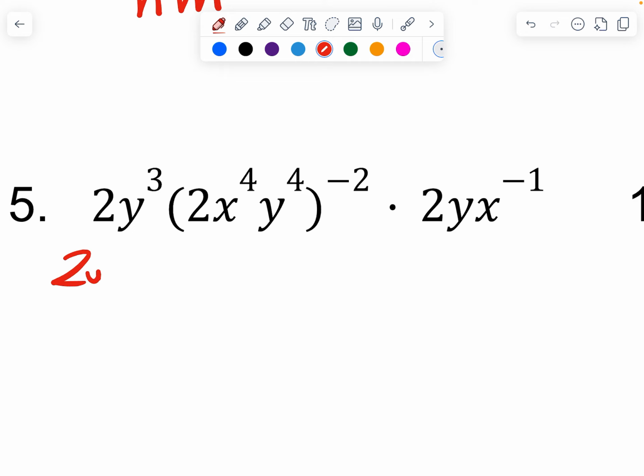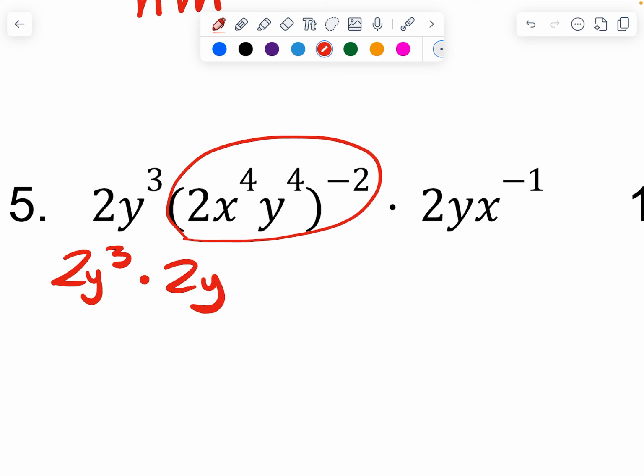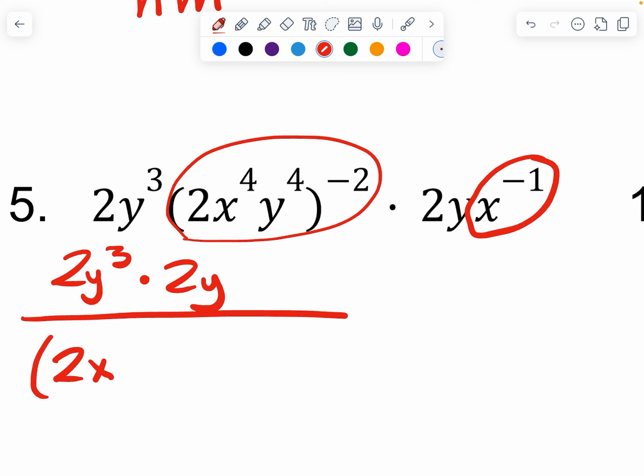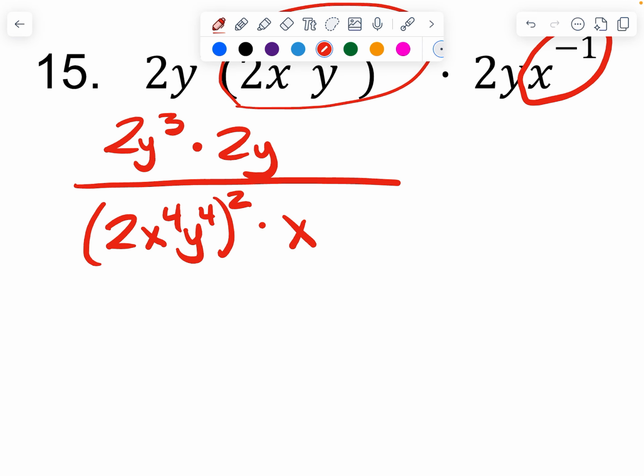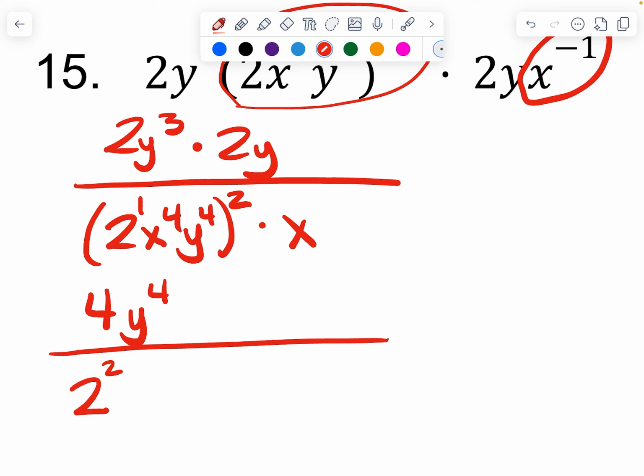Okay, this one, 2y to the third. All of this is going to the denominator, so I'm not even going to write that yet. Then I have 2y, and then this goes to the denominator. So I have 2x to the fourth, y to the fourth, raised to the second power, and x. So up top, I have 4y to the fourth. On bottom, remember, we multiply the exponents. So 2 to the second power, x to the eighth power, y to the eighth power, x.